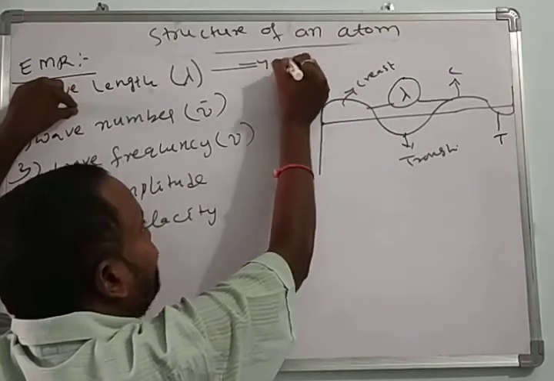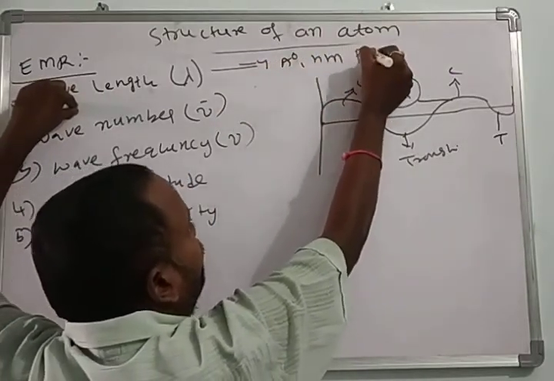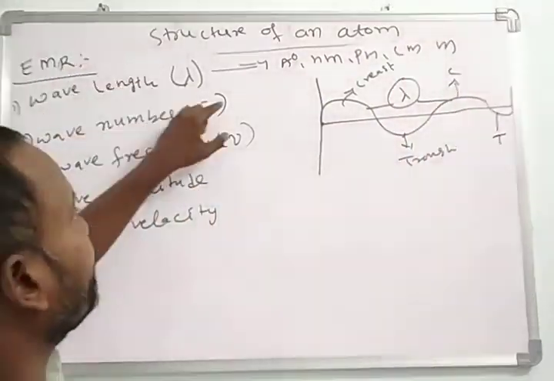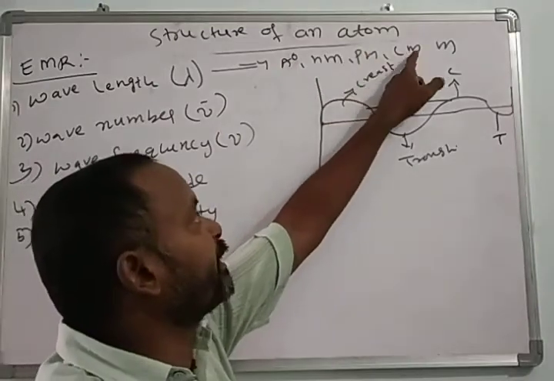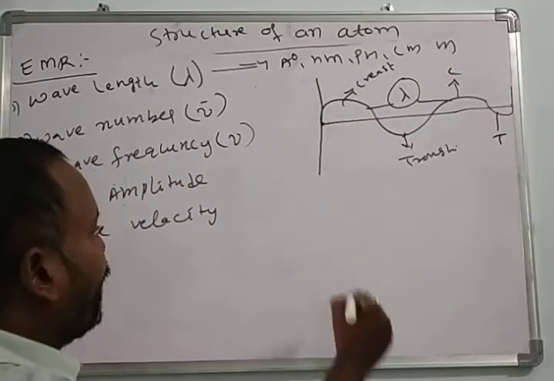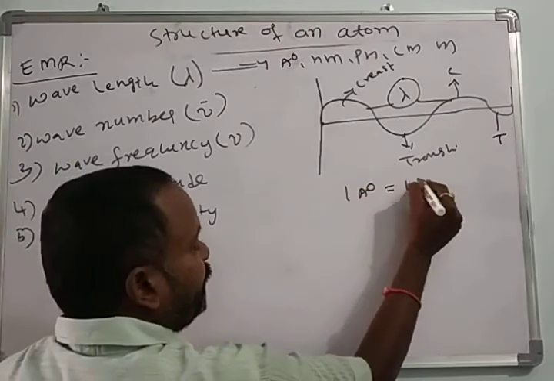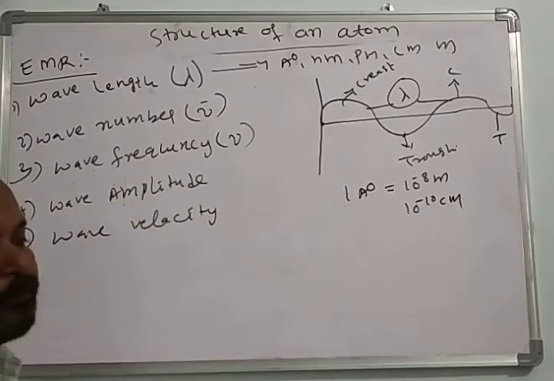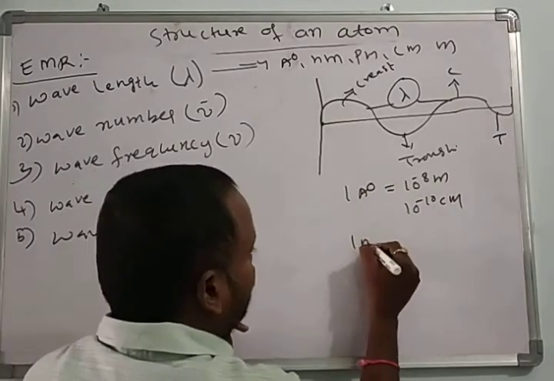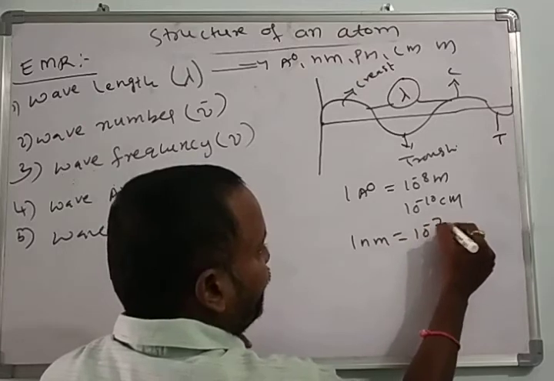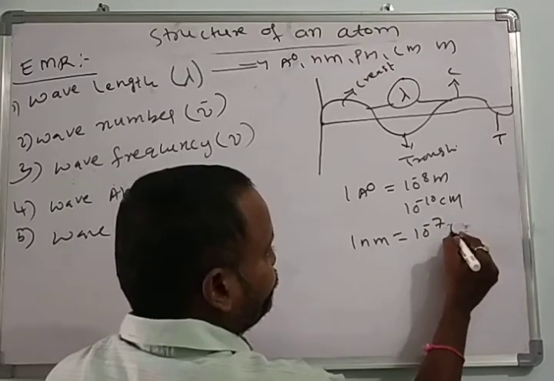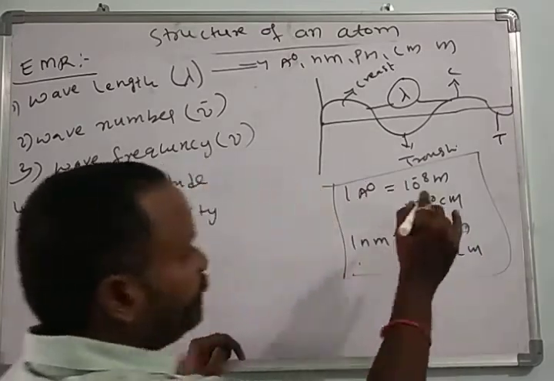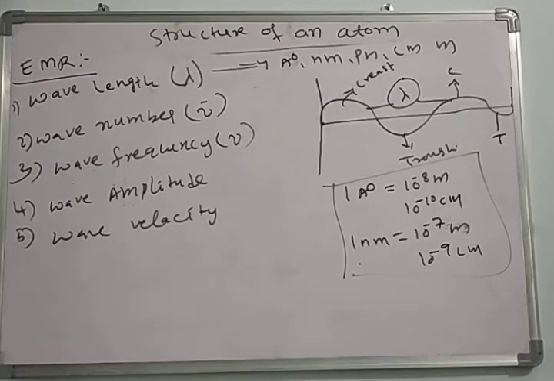Wavelength is measured in angstroms, nanometers, picometers, centimeters and meters. 1 angstrom is equal to 10 to the power of minus 8 centimeters, 10 to the power of minus 10 meters. 1 nanometer is equal to 10 to the power of minus 7 centimeters, 10 to the power of minus 9 meters. These are the important values for the problems.